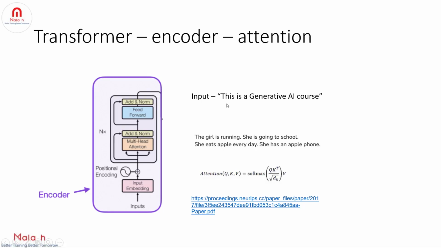This is just one sentence, but if you take these sentences, the model will get confused. The model cannot understand that she refers to a girl, or apple refers to fruit here, and apple refers to an Apple phone here. So that is why we need to understand the relationship between each word with respect to each other word. So that's how we are preserving the context. This attention calculation is computationally expensive, but let's try to understand how we'll calculate the attention.